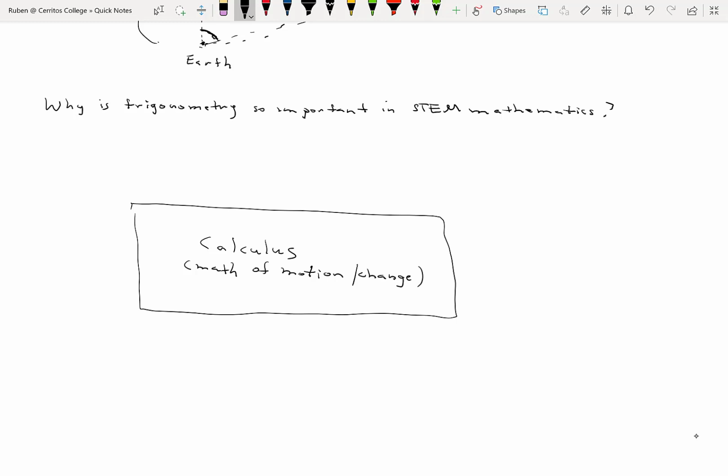So why is trigonometry so important in STEM mathematics? Because to communicate in calculus, we need 2 very important things. We need mastery in algebra. Algebra is the language of mathematics. We need mastery, not just a cursory knowledge of algebra.